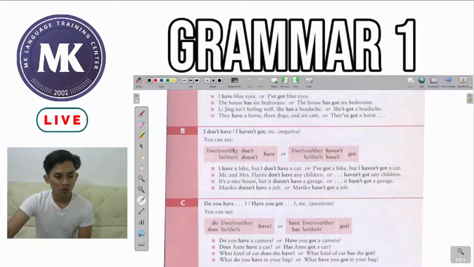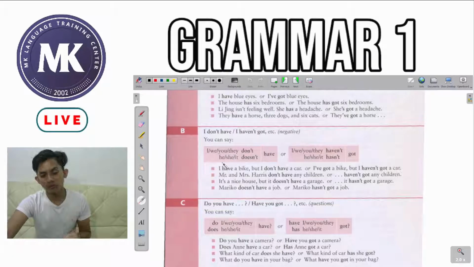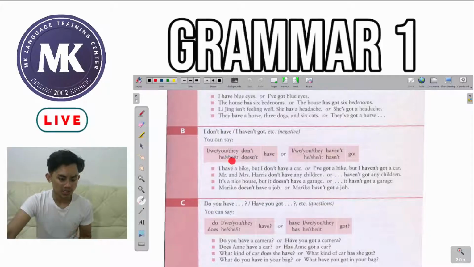So to create the negative for the pronouns I, we, you, they, we use the negative don't or do not before have. And for the pronouns he, she, it, we use the negative doesn't before the be verb have.